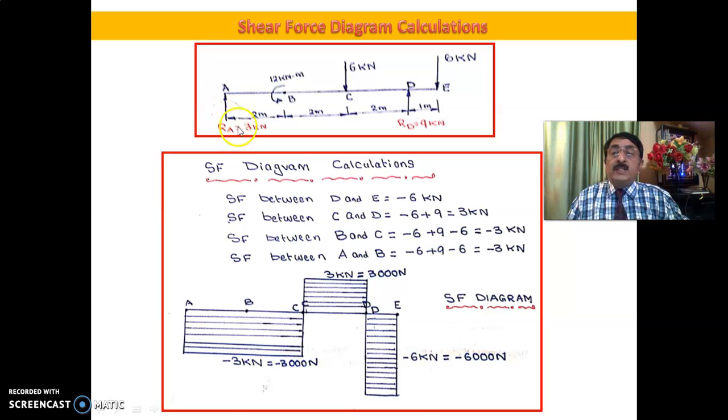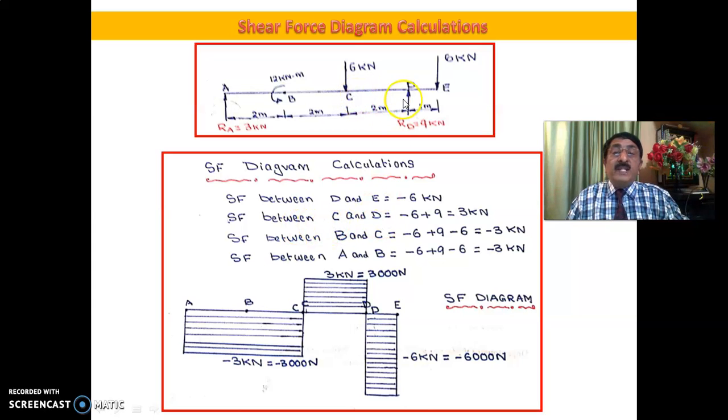Same thing, RA we have just calculated as 3 kilonewtons, RD 9 kilonewtons. Same 6 kilonewton load here, and a 12 kilonewton meter moment or couple here. This is the shear force diagram calculation. Shear force between E and D: I have told you downward is negative, upward force is positive. If you take any section, to the right of it, it is 6 kilonewtons downwards, or 6,000 newtons. That is negative, 6 kilonewtons.